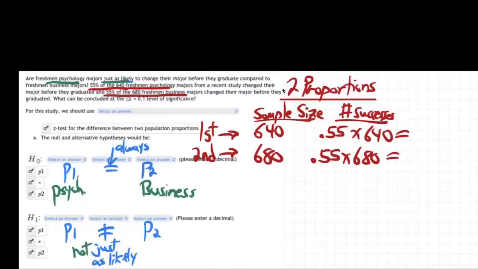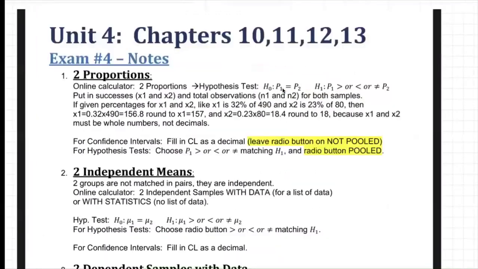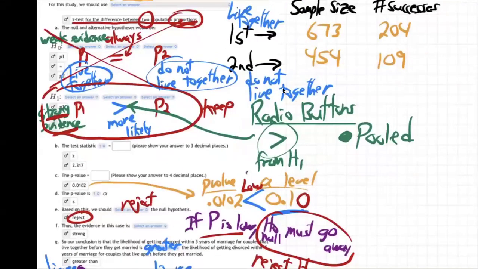Oh, and by the way, you see this in the notes. It says right here, if given percentages, let's do my highlighter, if given percentages x1 and x2, like 31% of 490 and 32% of 80, then multiply and round. Multiply and round, because they must be whole numbers, not decimals. All right, anyway, let's go to the calculator.